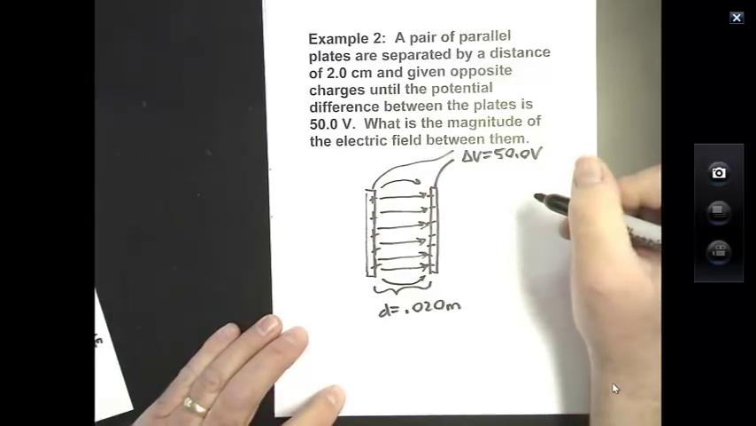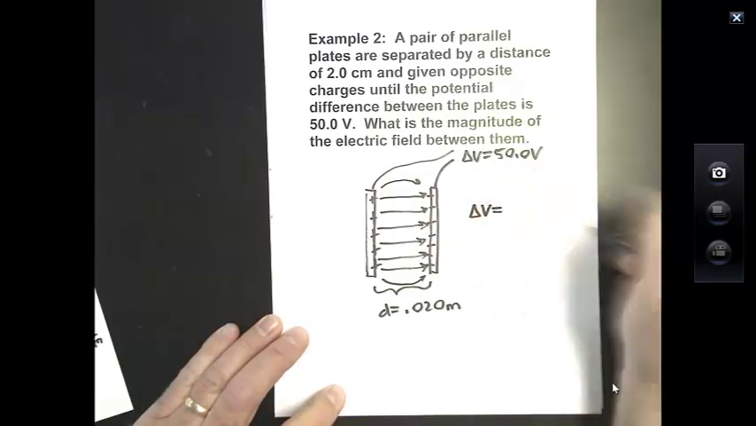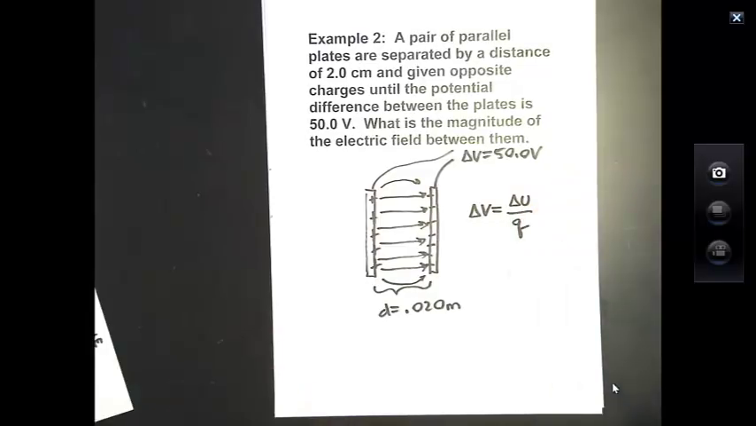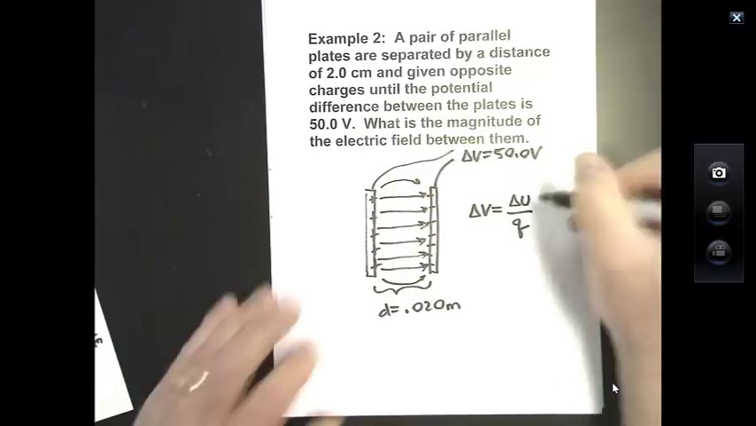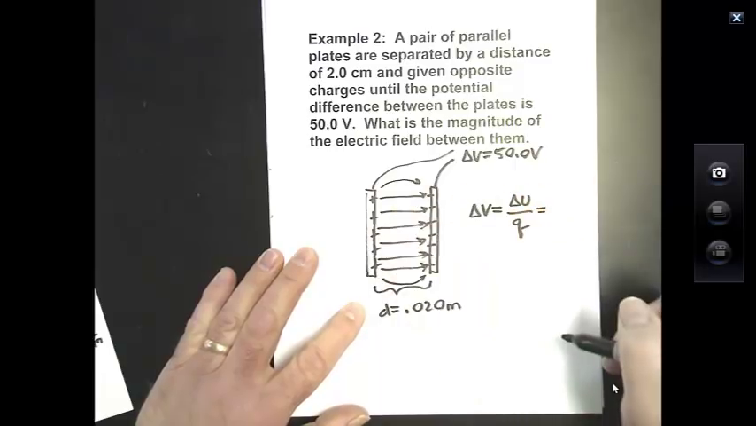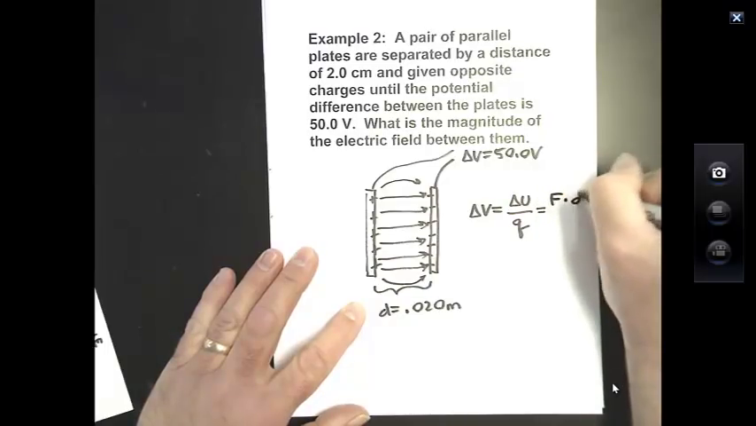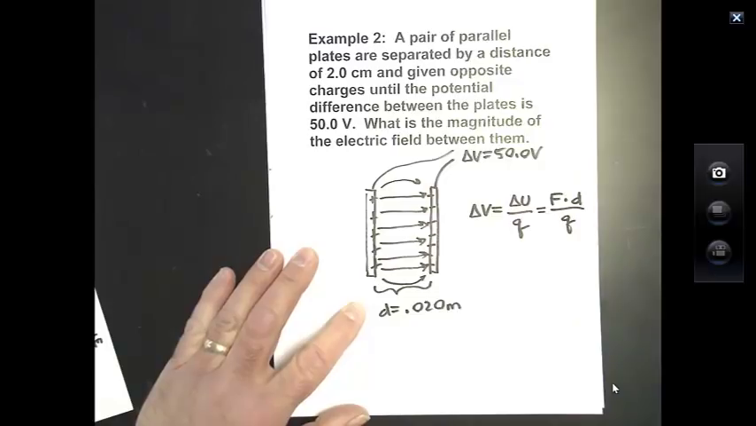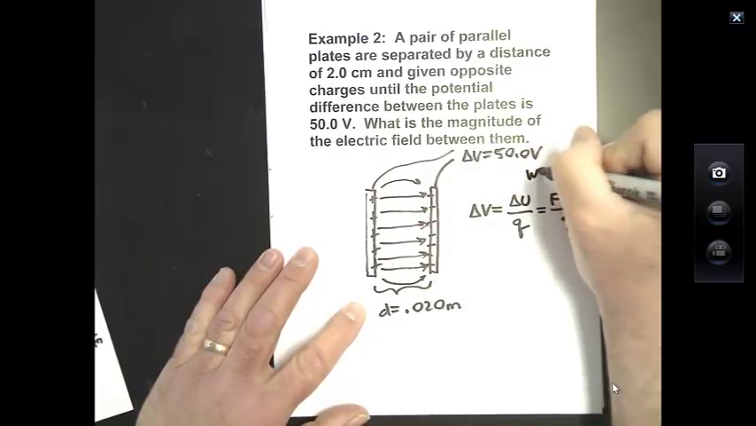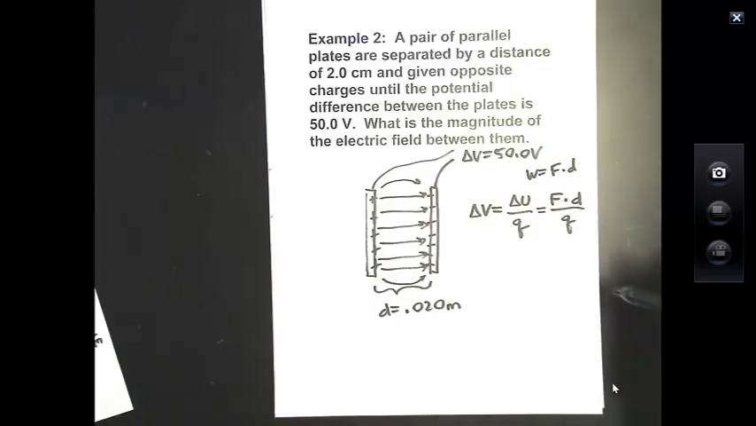So, if we say that the potential difference between the plates is equal to the change in potential energy divided by the charge, what we could do is say that the change in potential is equal to the work done in moving a positive charge from one plate to the other. If the field is uniform, we can get away with saying that's force times distance. Because if the force is constant between the plates, work equals force times distance. And the amount of work we do is equal to the change in potential energy of the charge.